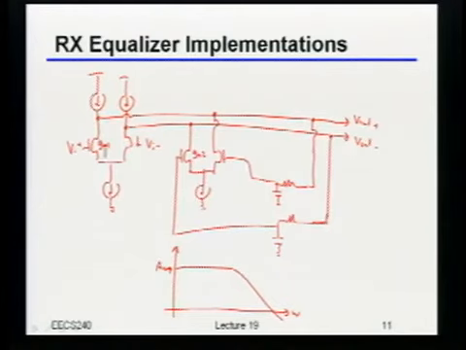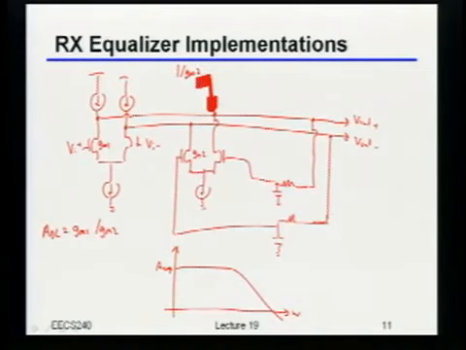So what does this thing look like at DC? Unity gain feedback. Yeah, this piece is sort of in unity gain feedback, right? So if I was to look at that node right there, what's the impedance at that node at DC? 1 over GM2. Yeah, it's just 1 over GM2, right? Okay, so what would be the DC gain from V in to V out? GM1 over GM2. Yeah, it's just GM1 over GM2, right?